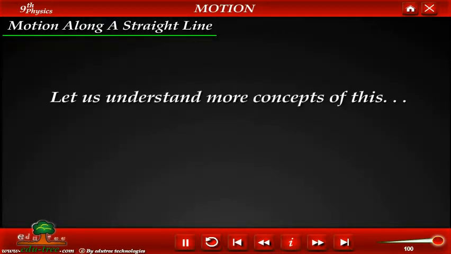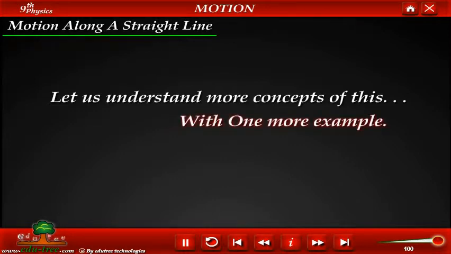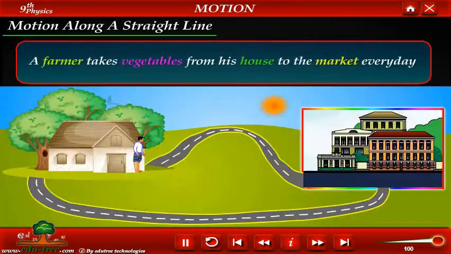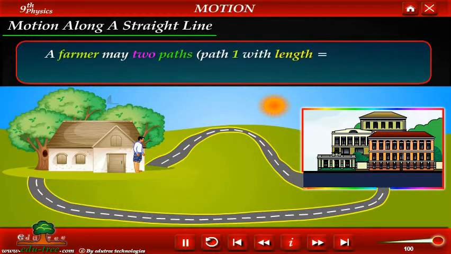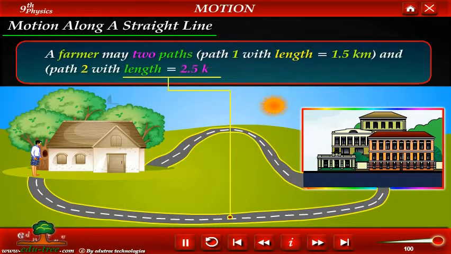Let us understand more concepts of this with one more example. A farmer takes vegetables from his house to the market every day. The farmer made two paths. Path 1, with length equals 1.5 kilometers, and path 2, with length equals 2.5 kilometers.